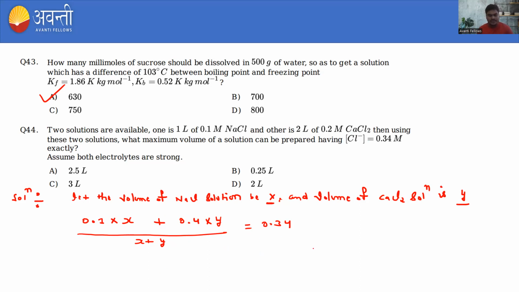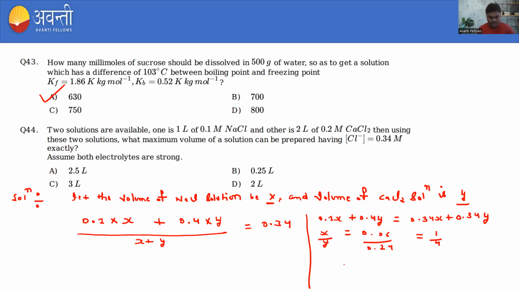So on solving, what you'll get? You just multiply this thing. So you'll get 0.1x plus 0.4y is equal to 0.34x plus 0.34y. On solving, x by y is nothing but 0.06 upon 0.24, or we say 1 by 4. So y is equal to 4 times x. So you get the relationship between y and x.